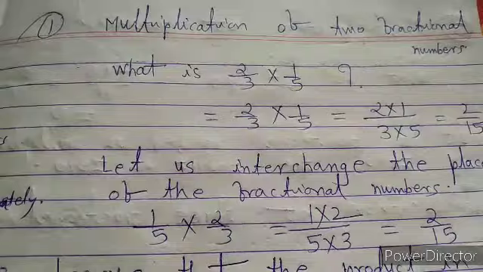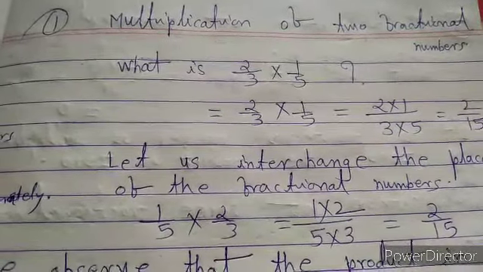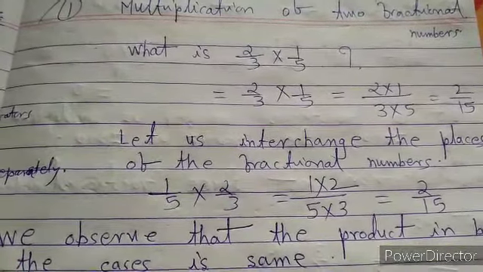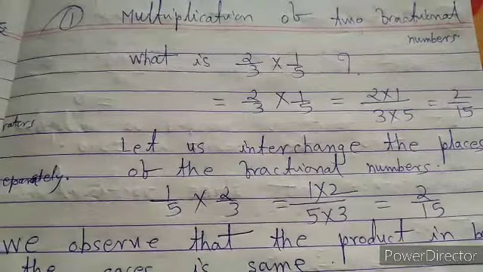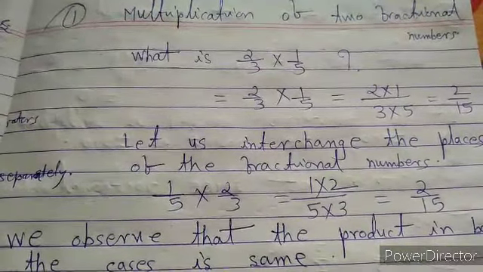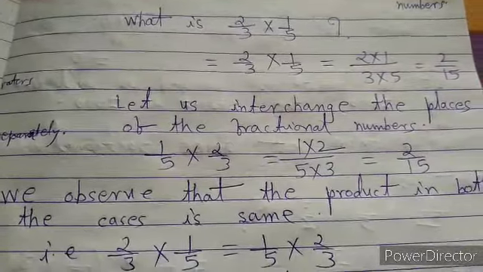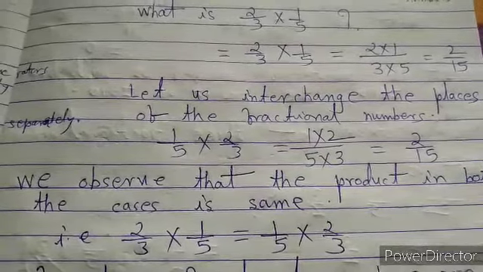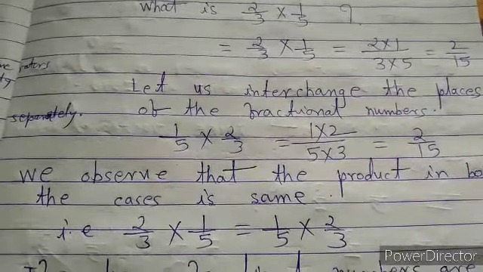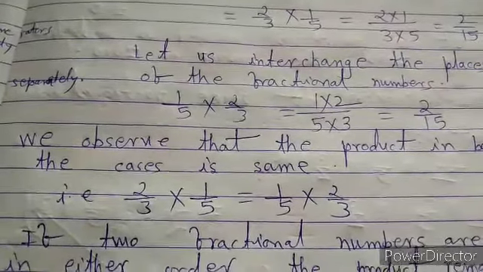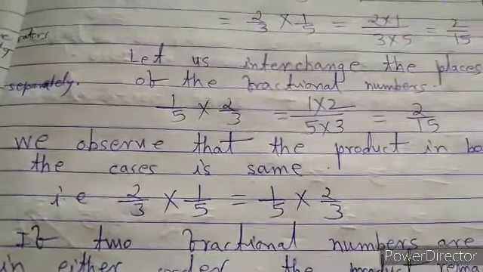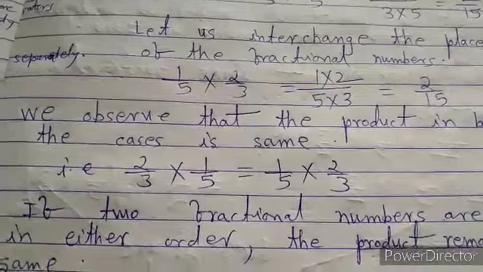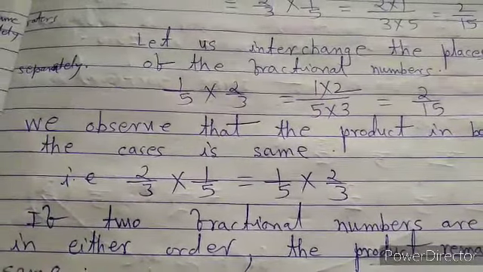Multiplication of two fractional numbers. What is 2 by 3 into 1 by 5? 2 by 3 into 1 by 5 is equal to 2 into 1 by 3 into 5 is equal to 2 by 15. Let us interchange the places of the fractional numbers. 1 by 5 into 2 by 3 is equal to 1 into 2 by 5 into 3 is equal to 2 by 15. We observe that the product in both the cases is the same. That is 2 by 3 into 1 by 5 is equal to 1 by 5 into 2 by 3.